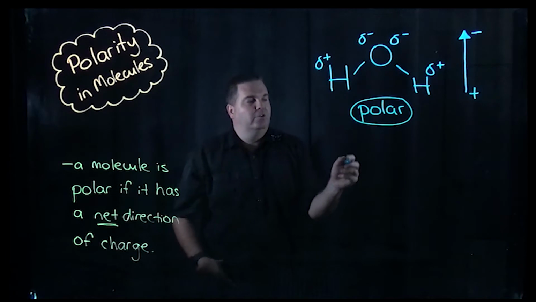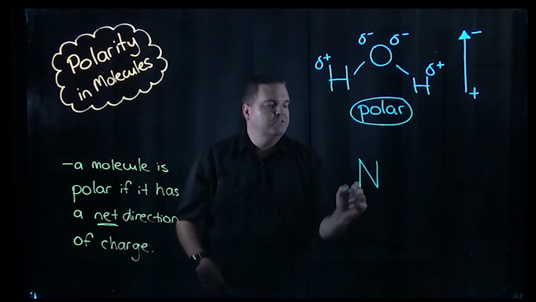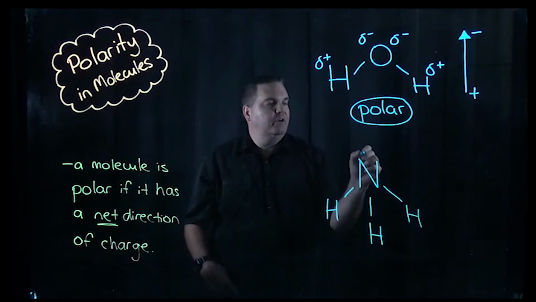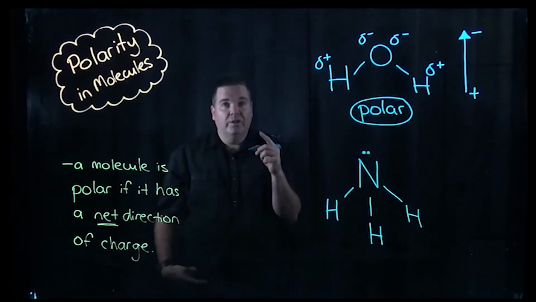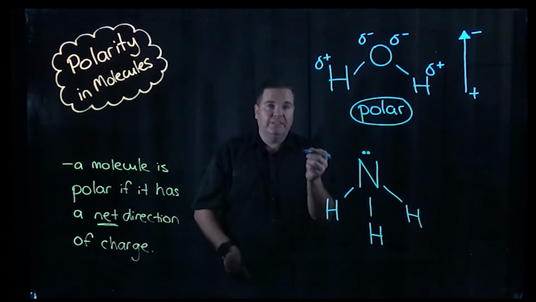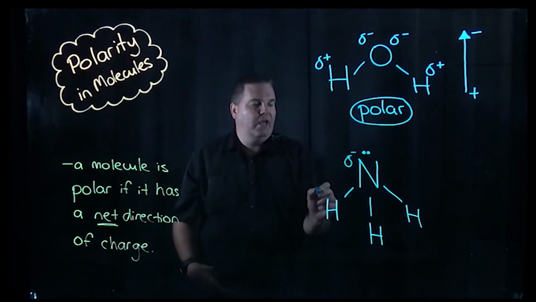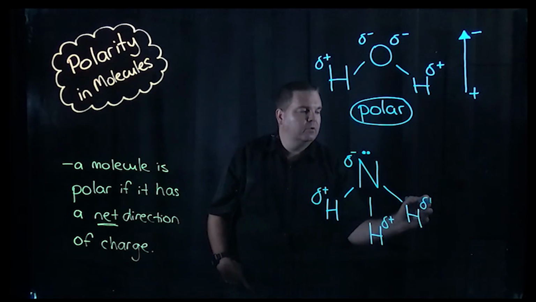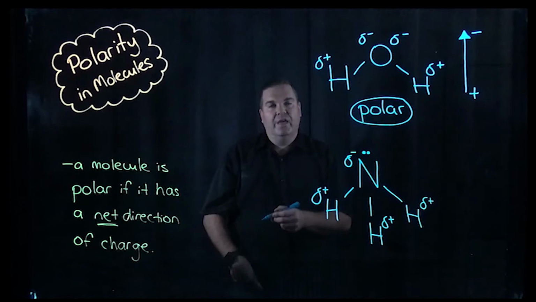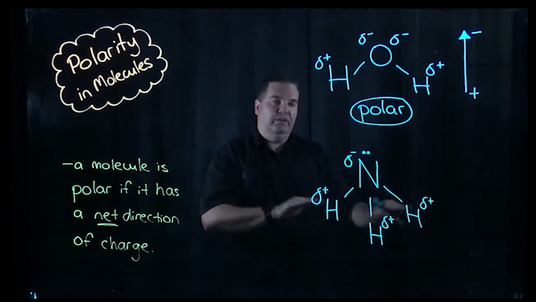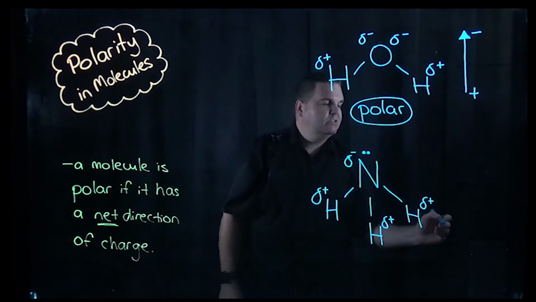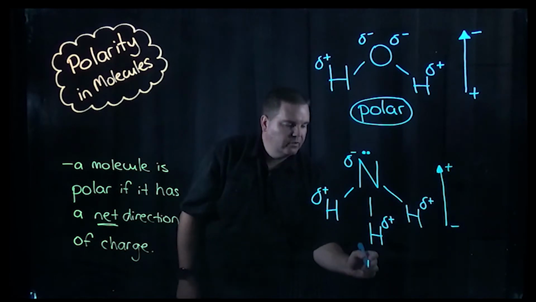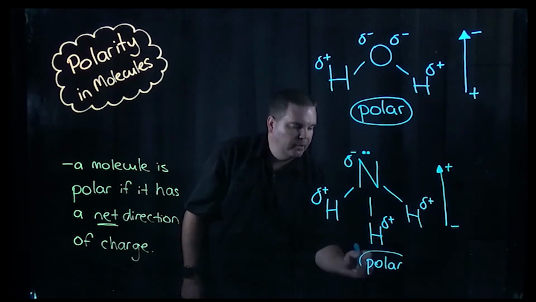So let me show you another one that's a polar molecule. Let's go with ammonia. This is the ammonia molecule here, NH3, a trigonal pyramid shape. It's got a lone pair of electrons here. Okay, so we look at each individual bond. Nitrogen is more electronegative than hydrogen. So here we have delta negative and we have delta positive for the hydrogen. So all the hydrogens are delta positive and the nitrogen is delta negative. Again, we've got all the positives down this side, we've got the negative up this side. So again, we can draw a line that goes from negative to positive up this way. So again, what we've got is a polar molecule.